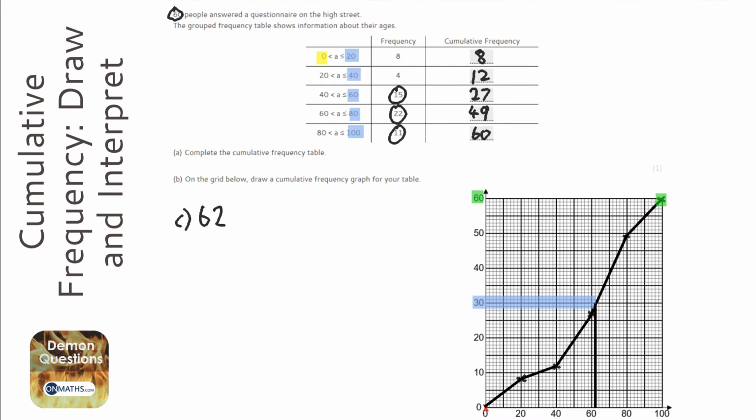Okay, question D says find the age at which 25% of people are older than. So this is actually the upper quartile. Now to find the upper quartile, you need to draw a line across from 3/4 of the way up. So if we have a think, we've moved across from 30 for the median, and the lower quartile would be half of that, which would be 15, and then you add the lower quartile line and the median line to find out that it's going to be 45.